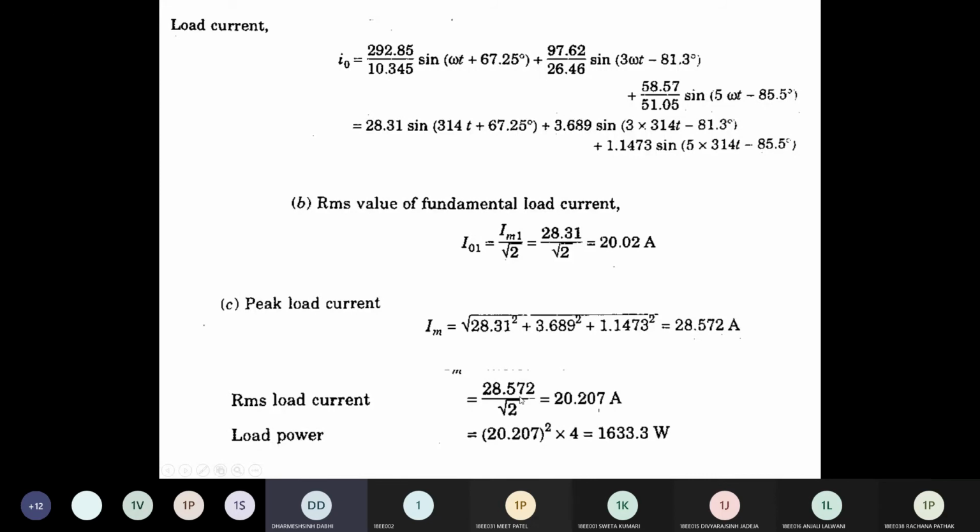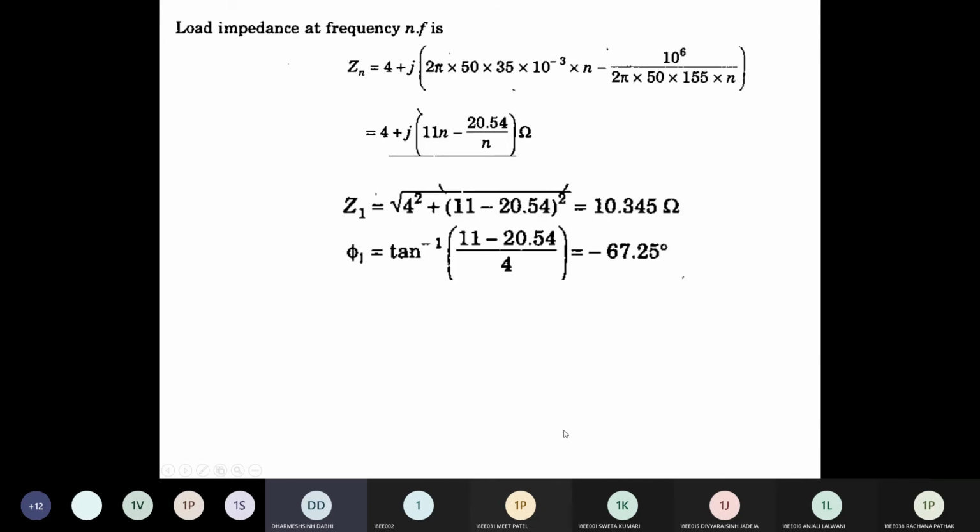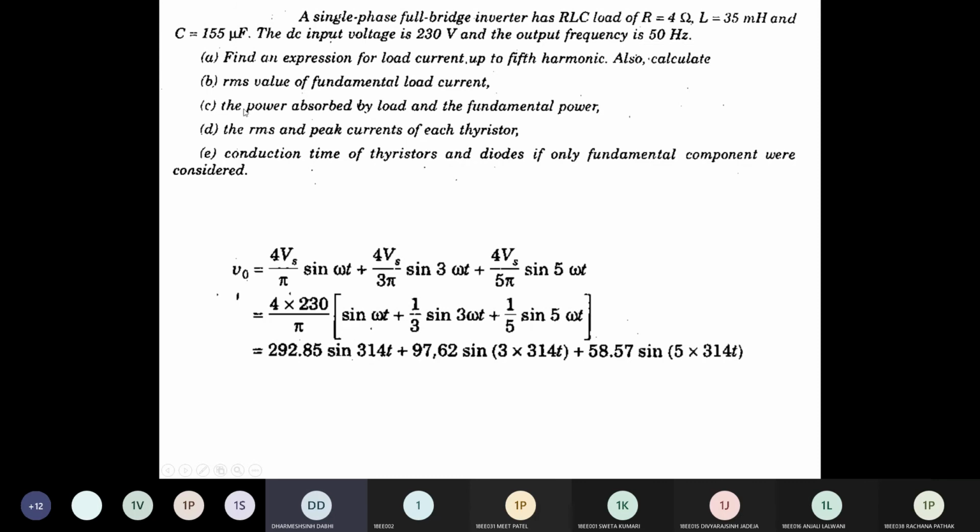That is 28.57, that is the peak current divided by root 2, as we know the relation between RMS and peak value. And thereafter last we derive the load power. So load power is nothing but load current square into R. R is given here. So in the last lecture we calculated up to this, power absorbed by the load and fundamental power.